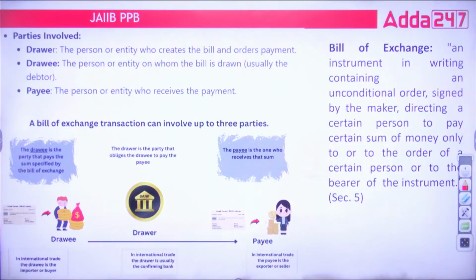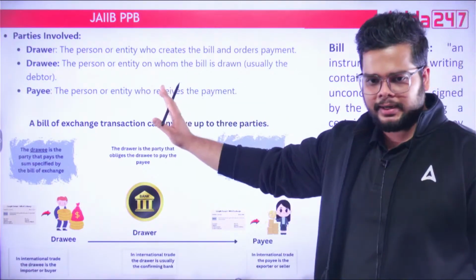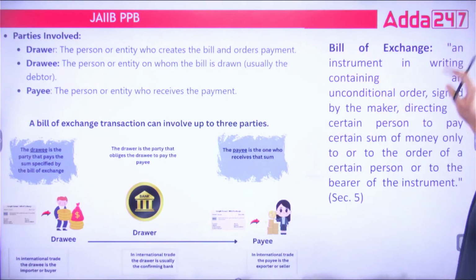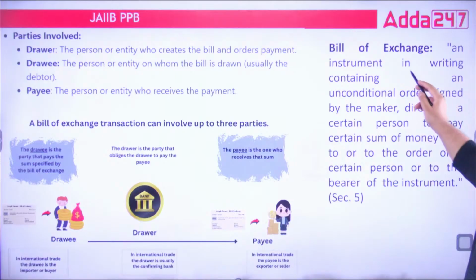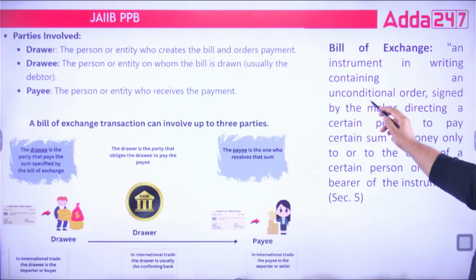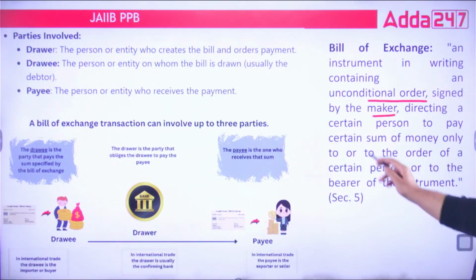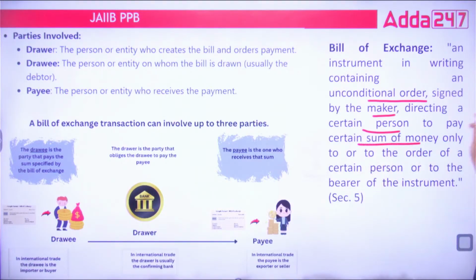Next, when we talk about bill of exchange, what is the basic definition? Let's see that first, and then we'll be talking at length about the bill of exchange. It is an instrument in writing containing an unconditional order signed by the maker directing a certain person to pay a certain sum of money, or to the order of the person, to the bearer of the instrument.